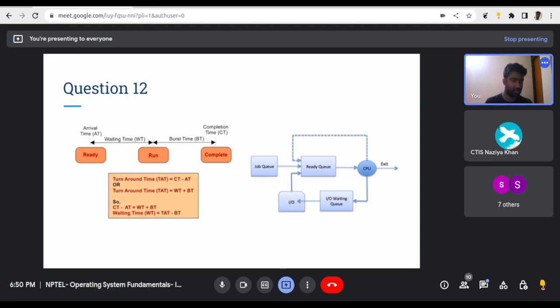Anyway, this time that it spends in the ready queue is known as the waiting time. There may be multiple times that it will spend in the ready queue, and the time that it spends with the CPU is known as the burst time. After it has completed execution, that marks the completion time of the process. Anyway, let's move on to the next question.